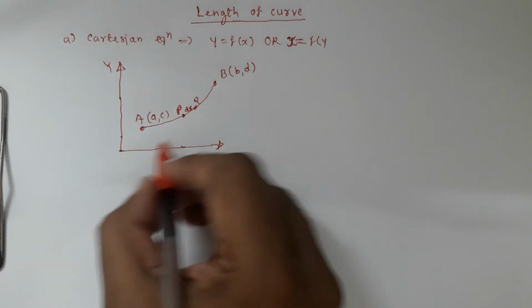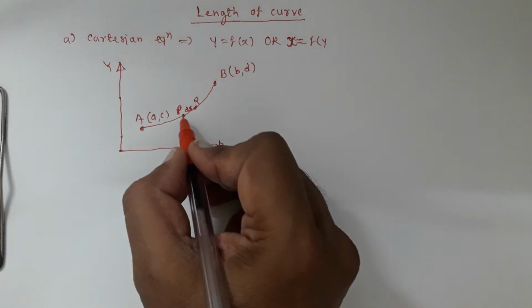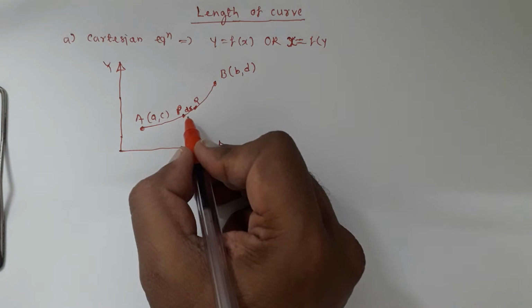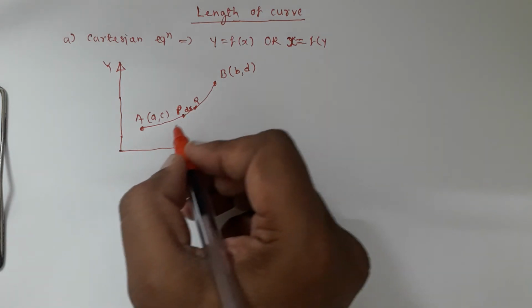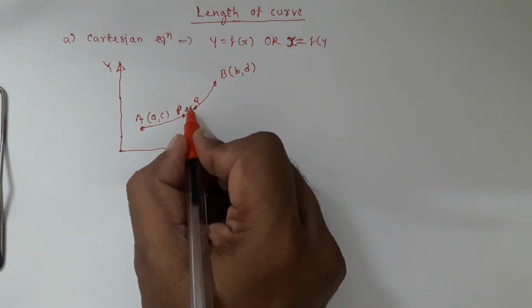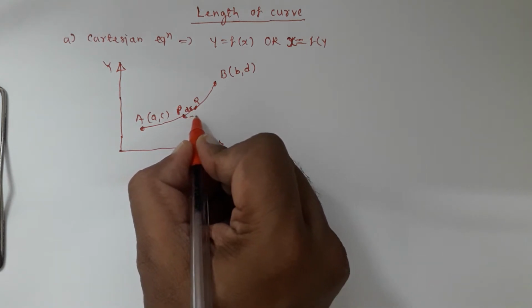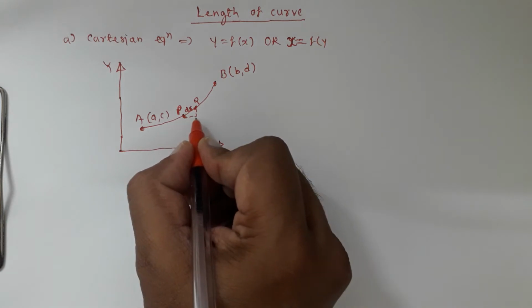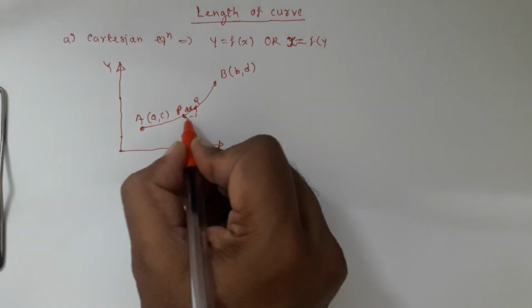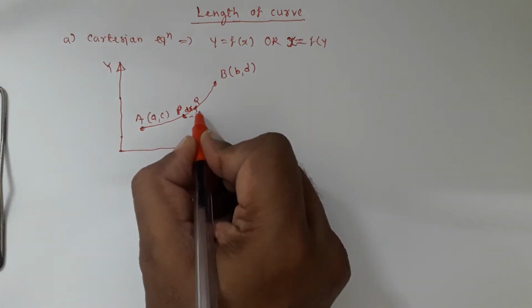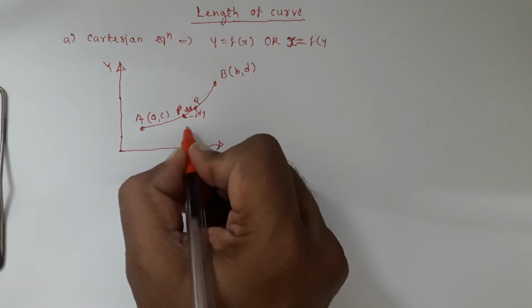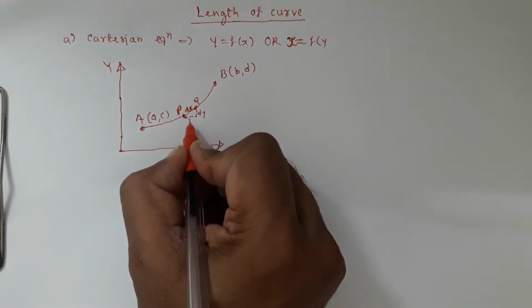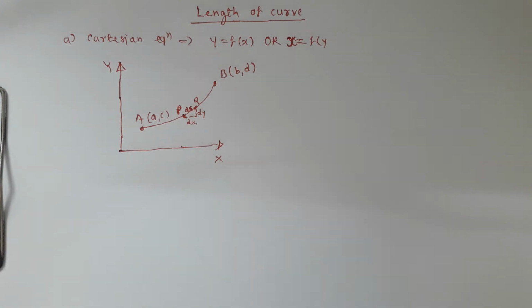In order to get the length of this entire curve AB, I am going to use the integration, and in order to use the integration, I am considering an elemental length of this curve. Let us consider 2 points P and Q which are very close to one another, and let the length of this elemental part of the curve is ds. Now in order to get the entire length, I will get the elemental length ds first, and then I will integrate it to get the required length. So let it be ds.